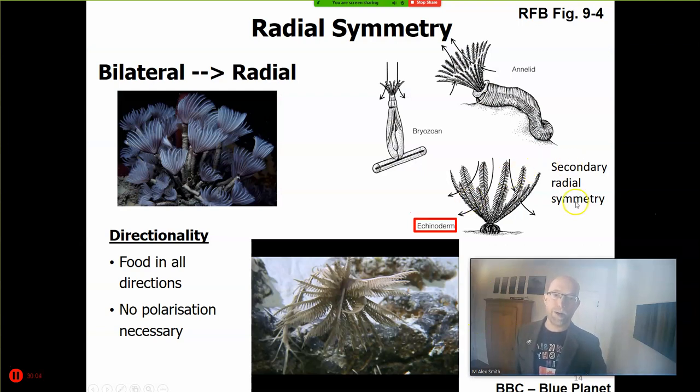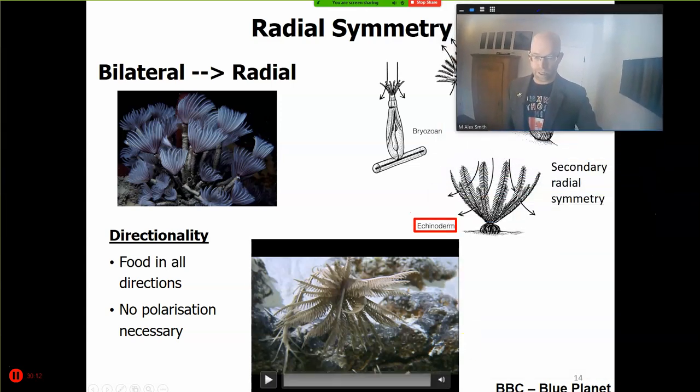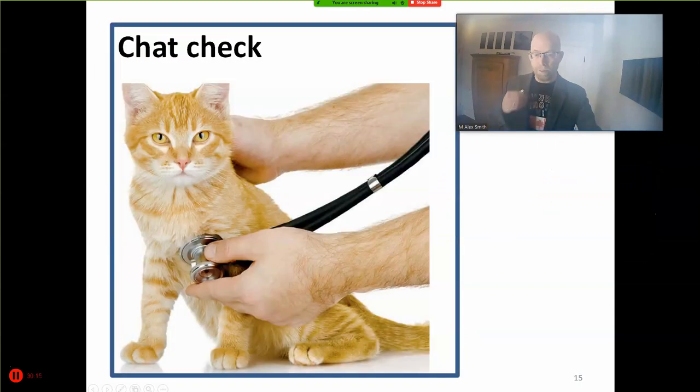So you can see secondary radial symmetry adopted in a number of cases within the bilateria, all having to do with food in all directions and no necessary polarization. So that's a little bit of the unpacking as to why we saw what we did. And I want to make sure, I'm going to jump over and check the chat to see if you agree and you're nodding along. And I don't see any questions. So you're all thinking, we know this, perhaps. You're nodding along, and that's great. I love it. So let's keep going.